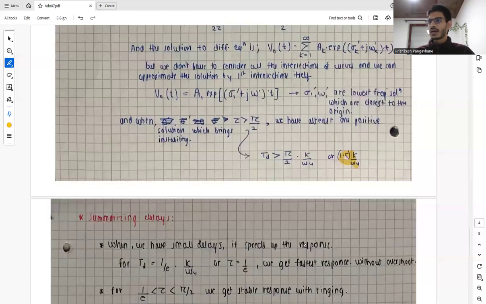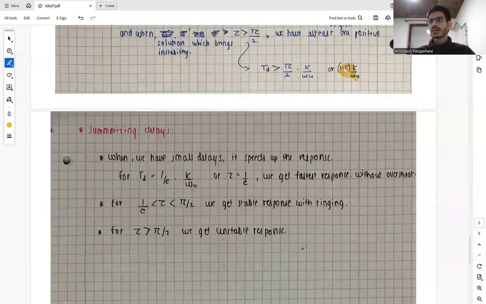instability occurs. And now let's summarize the delays. When we have small delays, it speeds up the response, and for TD equals 1 by e times k by omega u, or tau equals 1 by e, we get the fastest response without any overshoot. But for tau greater than 1 by e but lesser than pi by 2, we get a stable response with ringing. But for tau greater than pi by 2, we get an unstable response.